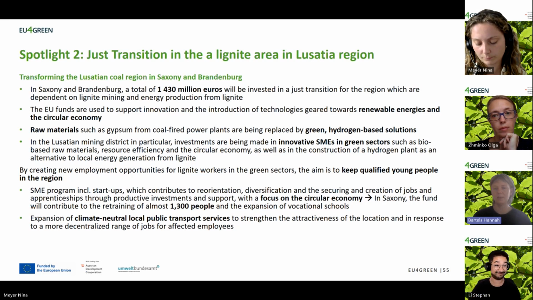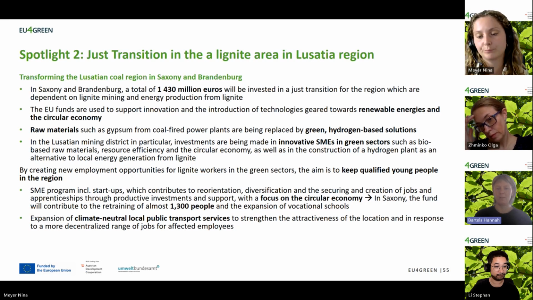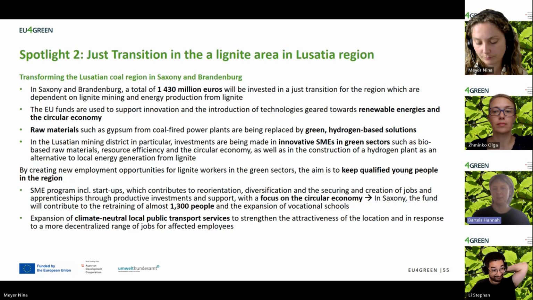To put this into numbers, we see that the fund in the state of Saxony will contribute to retaining almost 1,300 people in work, but also supports the expansion of vocational schools in the area. We also see that some of the fund will go into the expansion of climate-neutral local public transport to strengthen the attractiveness of the location, also in response to a more decentralized range of jobs for the affected employees.